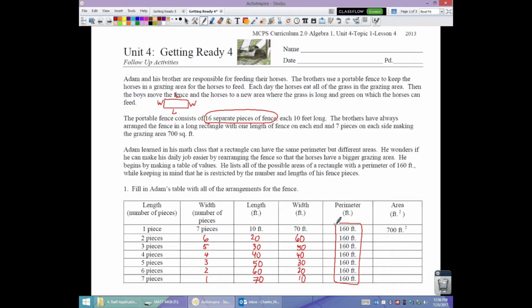The area, though, will change based on how we lay these pieces out. So the 700 here is from multiplying the length of 10 times the width of 70. 10 times 70, 700. So I just need to do that for each of my lengths and widths. 20 times 60 is 1,200 square feet. 30 times 50 is 1,500. 40 times 40 is 1,600. 50 by 30, 1,500 again. 60 by 20 is 1,200 again. And 70 by 10 is 700 again.